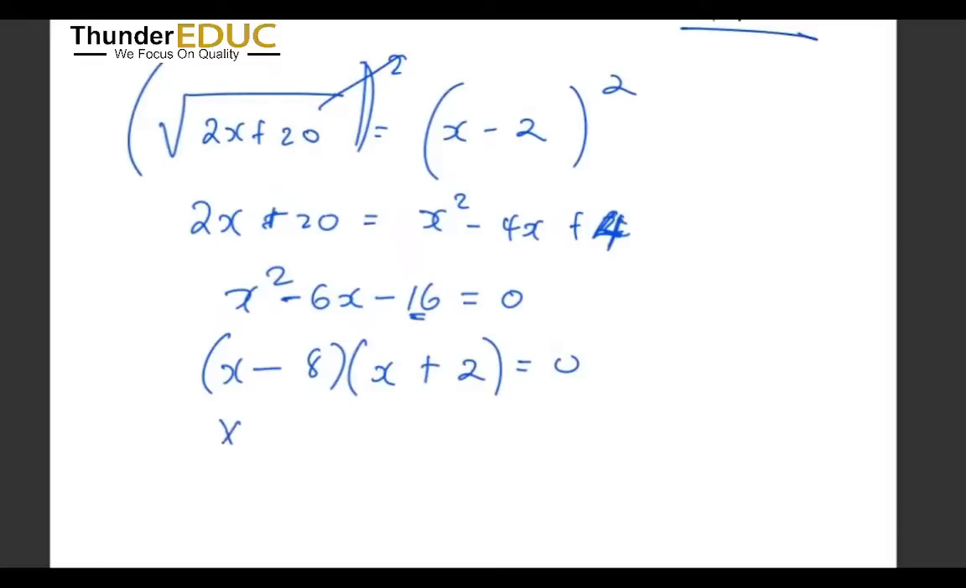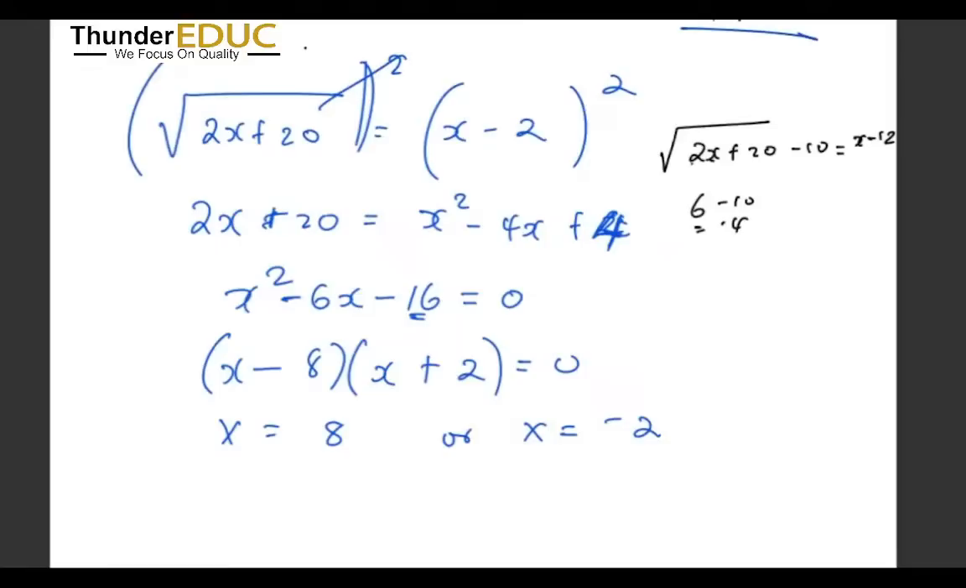So when I solve this, my x is going to be 8, or x is going to be negative 2. But remember, the original question was the square root of 2x plus 20, minus 10, should give us x minus 12. So we need to test these values. If I use 8, 2 times 8 is 16 plus 20, that's 36. The square root of 36 is 6. Minus 10, I get negative 4. Then 8 minus 12 gives negative 4, which means this 8 is correct.